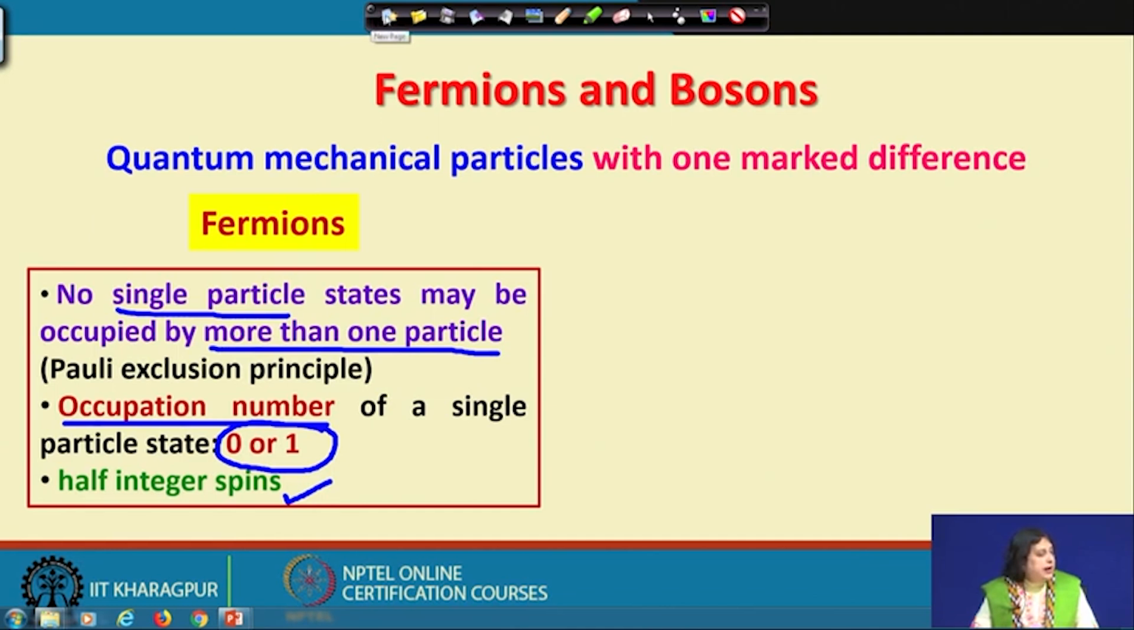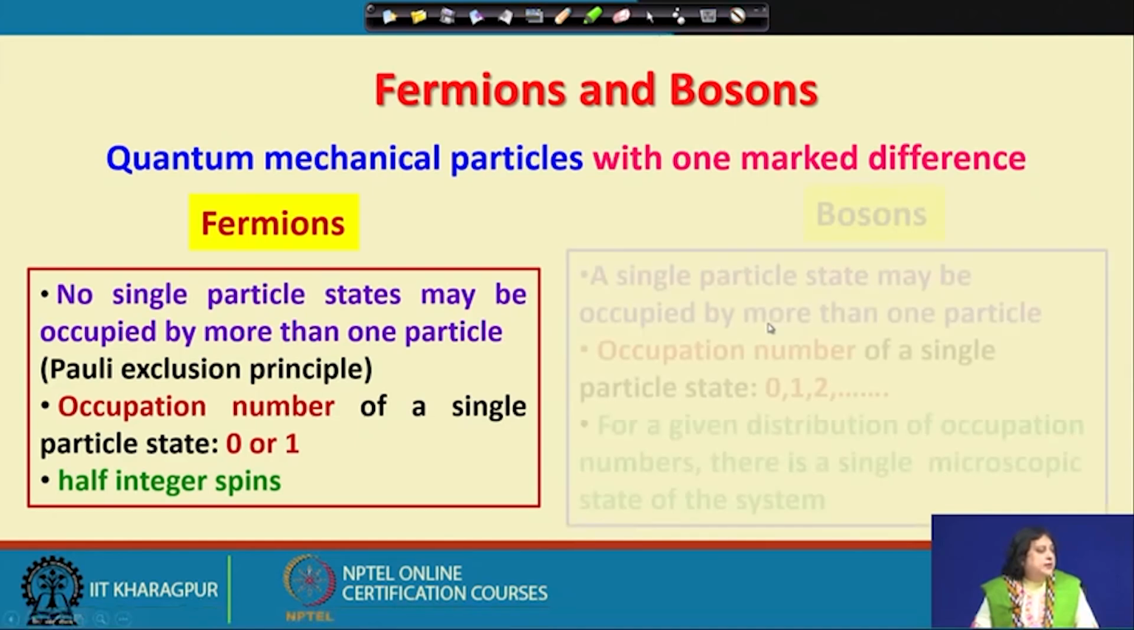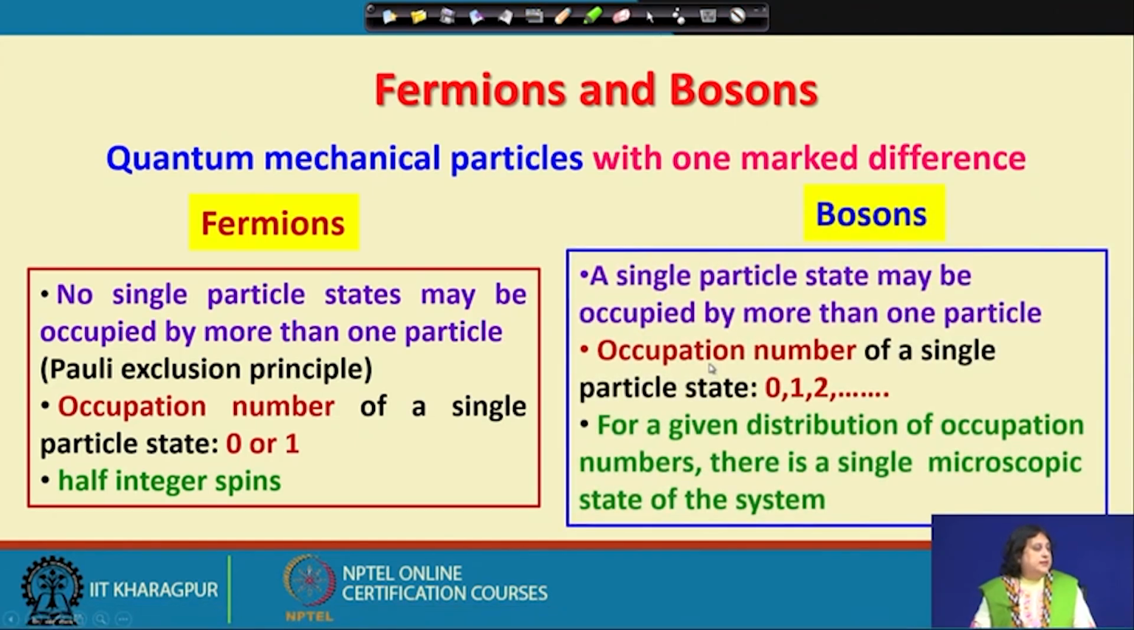Now, if I look at the contrasting definition of bosons, here also we talk about single particle states, and the difference between the fermions and the bosons is that the single particle state can be occupied by an unrestricted number of bosons.